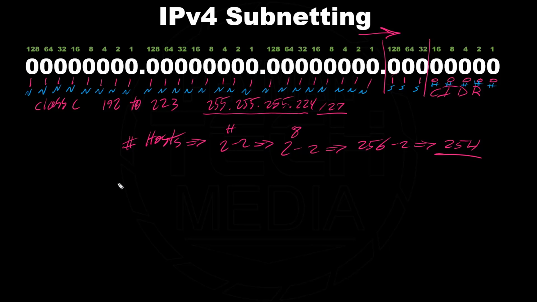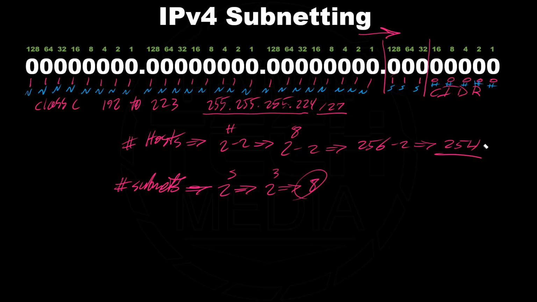Now how many available subnets do we have? Well, the number of subnets is 2 to the power of subnet bits. How many subnet bits do we have? The bits that we borrowed from host bits are considered subnet bits. 1, 2, 3. 3 subnet bits, right? 2 to the power of 3, which is 8.